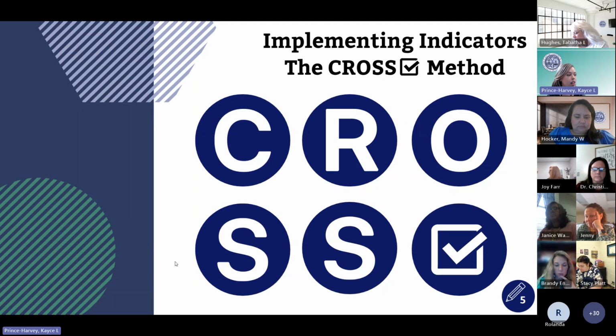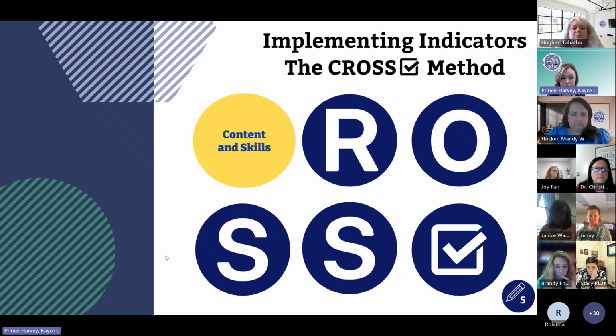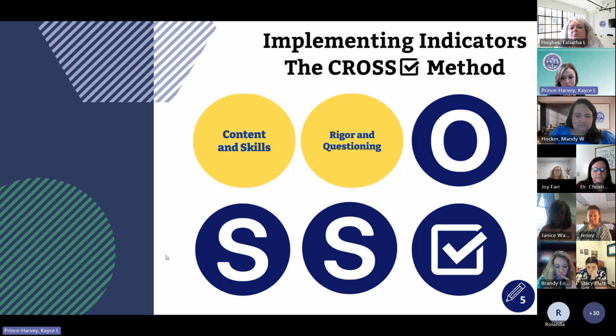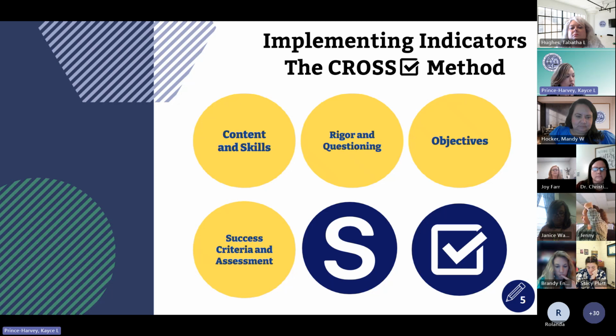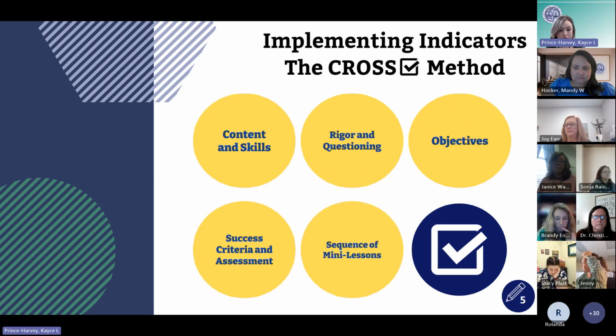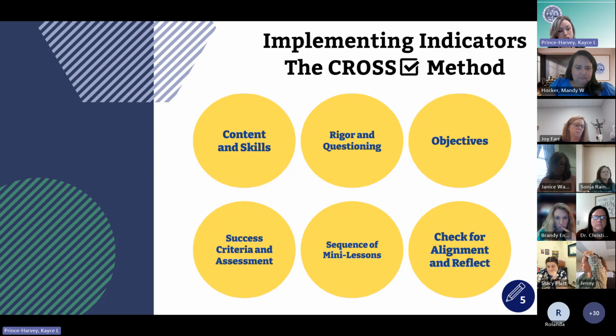So our cross-check method, this is an acronym that we developed within our team for implementing indicators. And it stands for content and skills, rigor and questioning, objectives, success criteria and assessment, sequence of mini lessons, and then check for alignment and reflect.